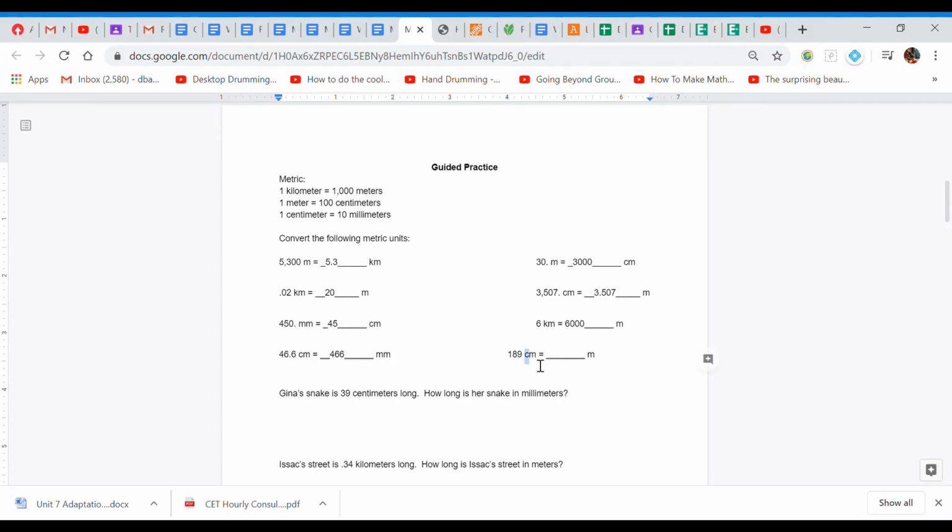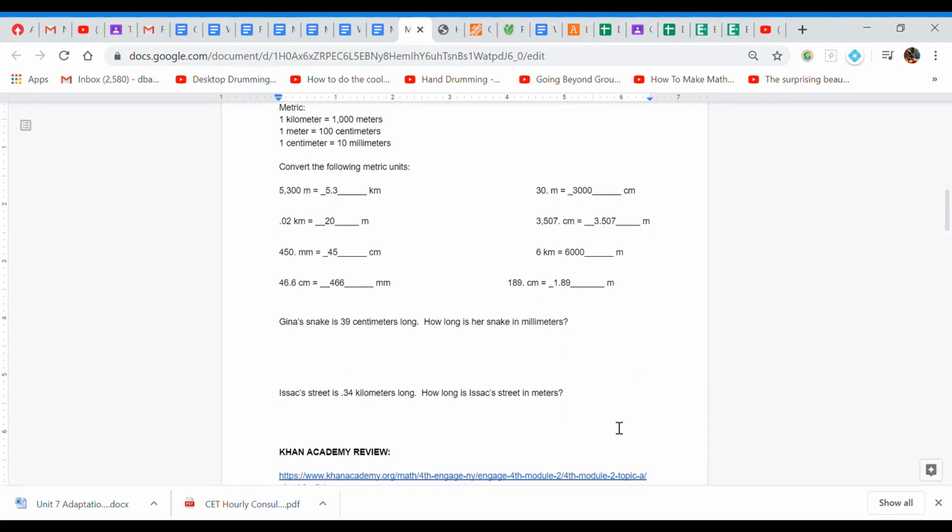189 centimeters to meters. Centimeters to meters. Look at my chart. Which is bigger, centimeters or meters? Well, 100 centimeters makes 1 meter, so a centimeter has to be smaller. So I have to divide by 100. The decimal in 189 is here, so it's going to be one place value, two place values. That's 100. So it's going to be 1.89, or 1 and 89 hundredths. 1 and 89 hundredths meters.